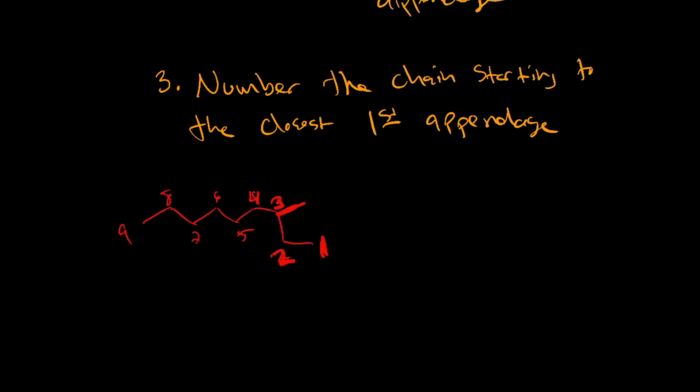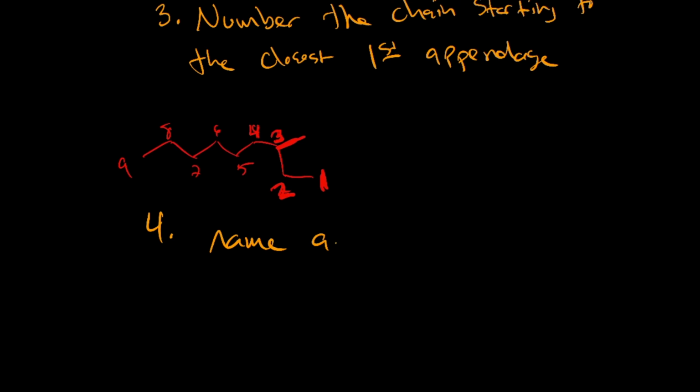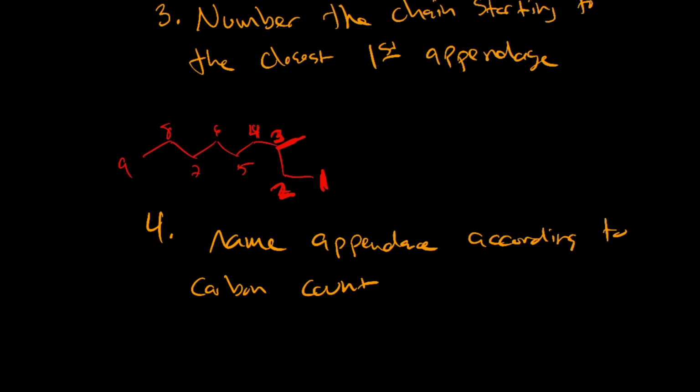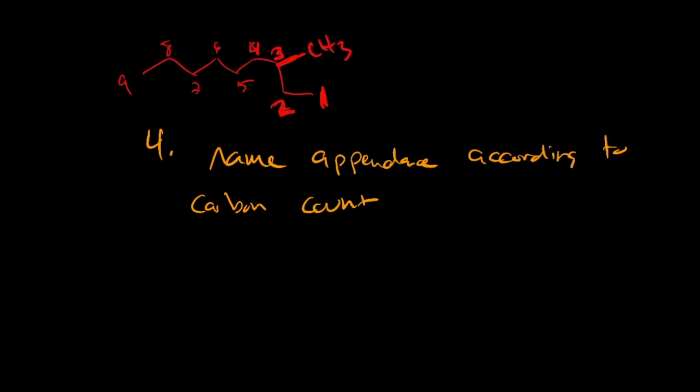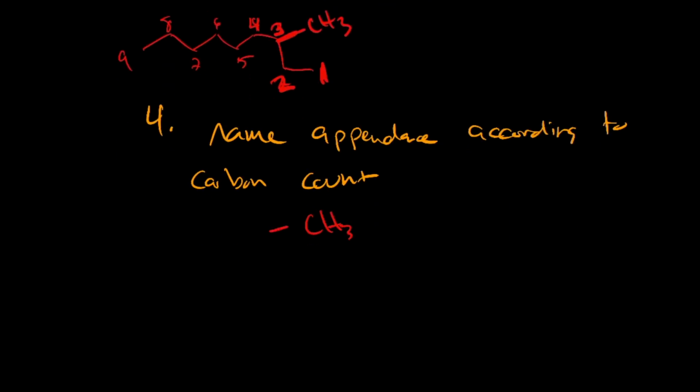And then these appendages do have some names. So name appendages according to carbon count. If my appendage coming off here is a CH3, then that's obviously a methyl. And then we add the "yl" to the end because that makes it like an adjective, I guess. It clearly indicates that it's an appendage. If I've got 2 carbons coming off here, that's an ethyl.